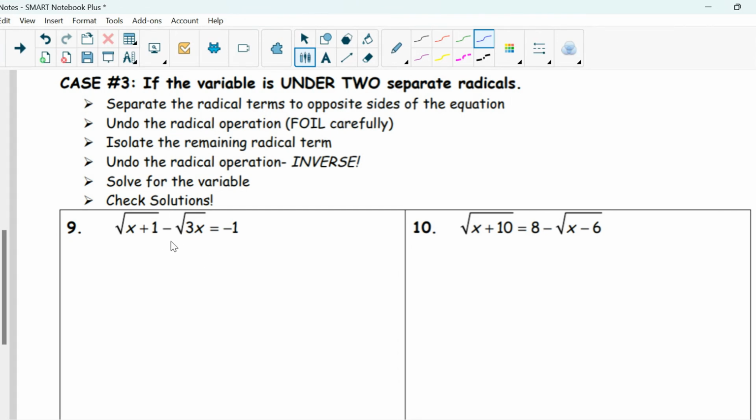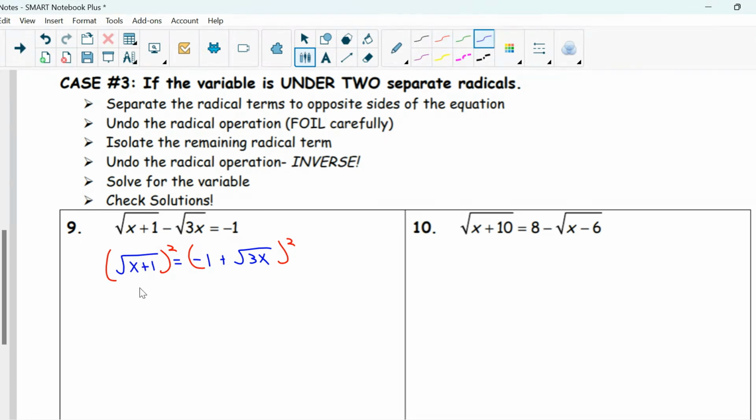So let's start by separating my radicals. Let's add our square root of 3x to the other side. So that's going to give me square root of x plus 1 equals negative 1 plus square root of 3x. Okay, now I'm going to want to take care of my radicals. So I'm just going to go ahead and square both sides.